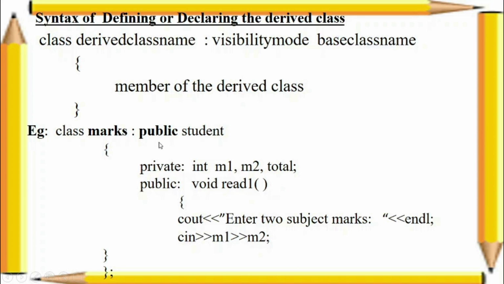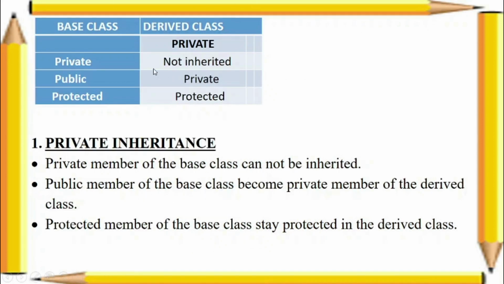That means we can access the details from the base class publicly to the derived class. Okay. Now let us see, if you give private inheritance, that means visibility mode private, how we can access the details from the base class to the derived class.